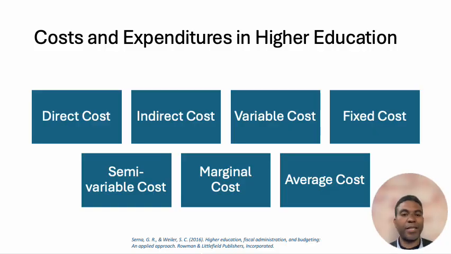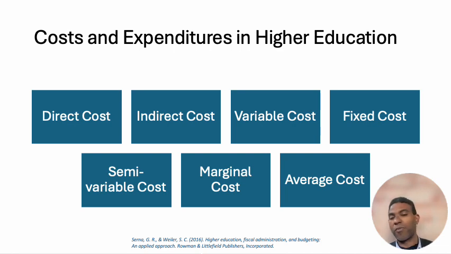In terms of the costs and expenditures in higher ed, there are direct costs, things that you can directly attribute to something. Indirect costs would be more spread out over the college or university. Variable costs vary with something like enrollment. The more students you have, the more instructors you've got to have. You have fixed costs as well. Some things you just have to pay for, like some physical plant costs that are pretty much fixed.